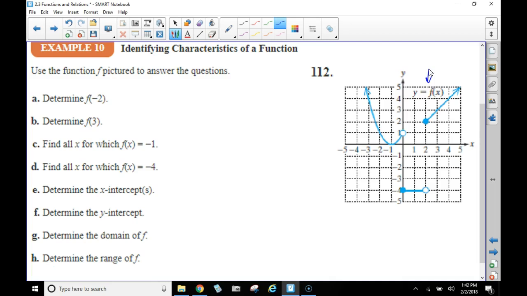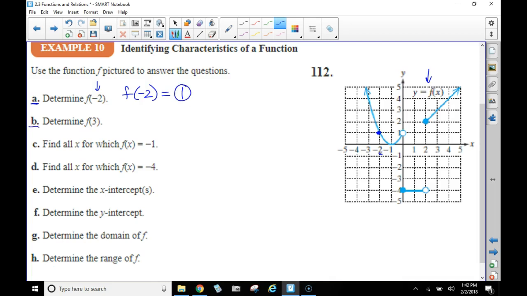On part A, it says determine f at -2. So what's the value of our function at -2? Part A is asking, what is y when x is -2? So we're looking right here. When x is -2, the y value is 1. So our function at -2 is equal to 1.